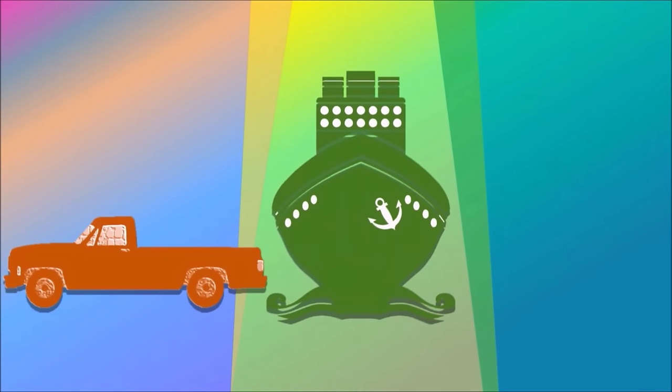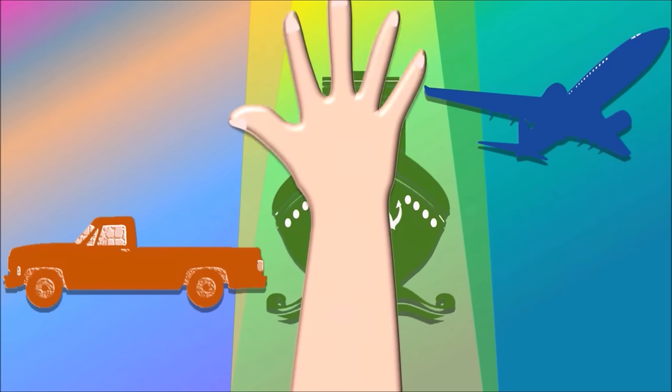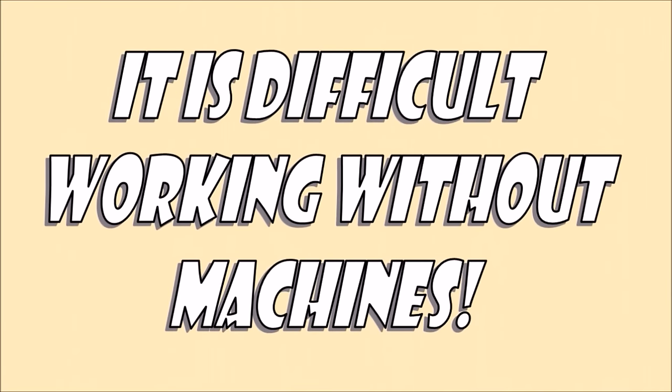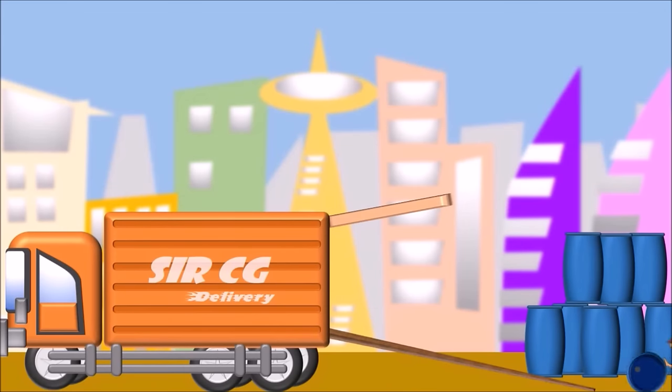Cars, ships, and airplanes use machines to transport people and goods over great distances. It is difficult working without machines. Machines, whether powered by an engine or powered by people, always make working tasks easier.